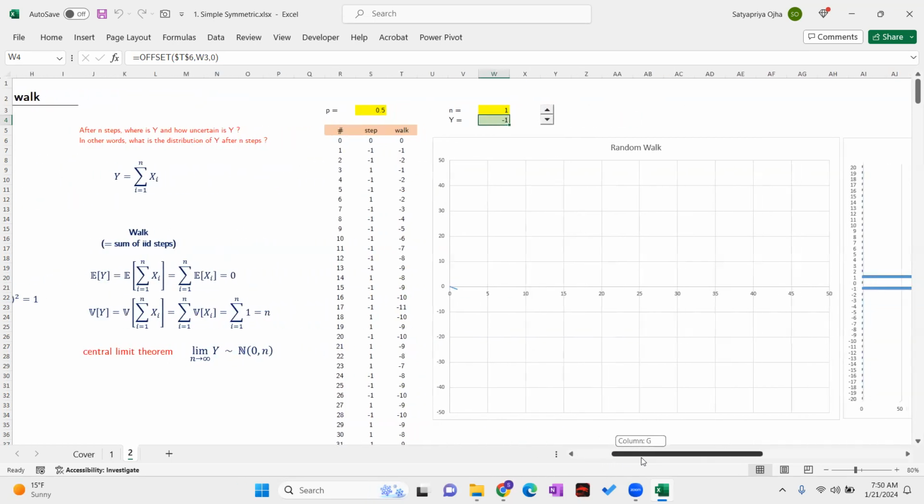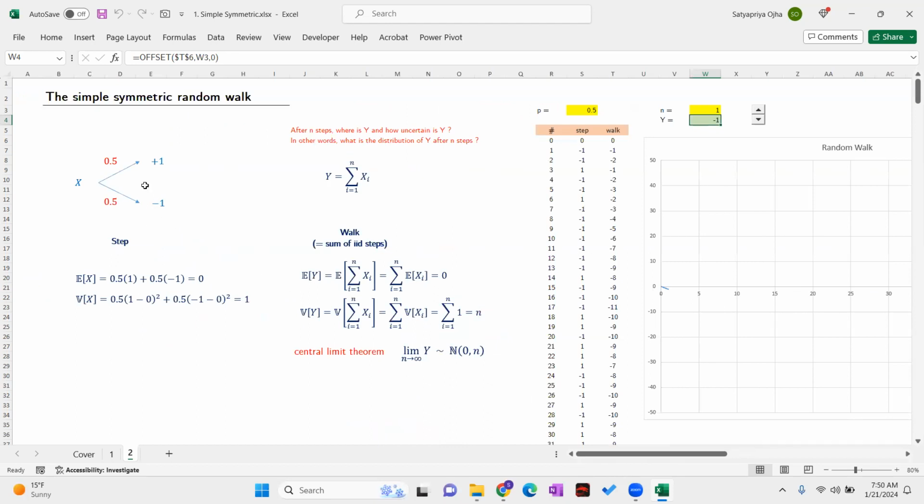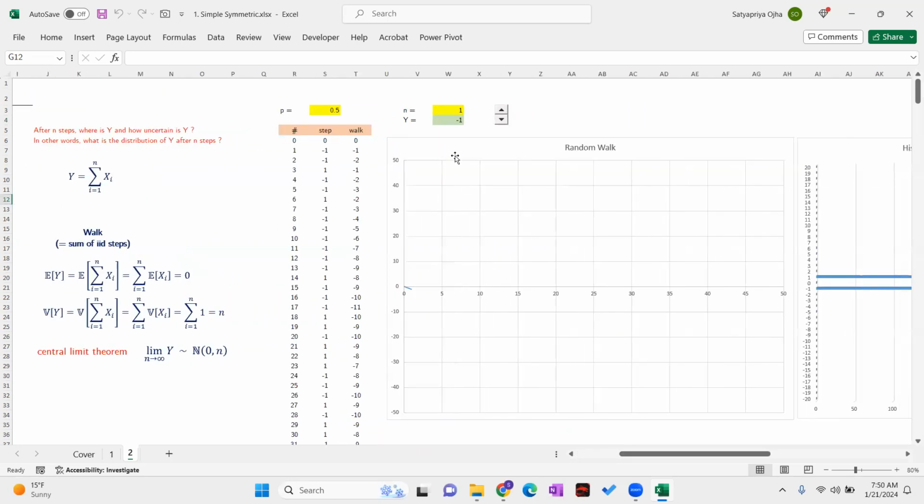1 or -1. Exactly. If it is just one step, then this walk becomes that step. There are no other steps. Since the step has two values, +1, -1, y can also have only two values. You can see here there is a very small arrow that shows the value of y after one step. Right now it is -1. If I press F9, now it became 1. Sometimes -1, sometimes 1. These are the two values. What are the associated probabilities?